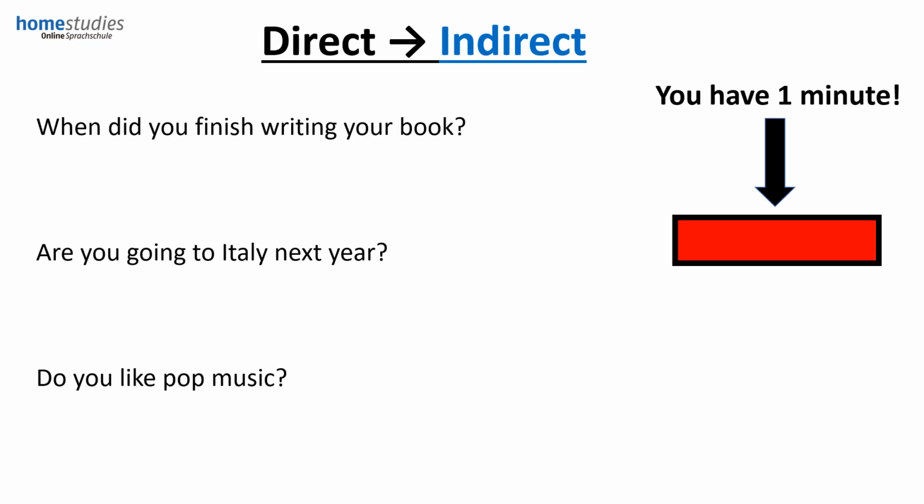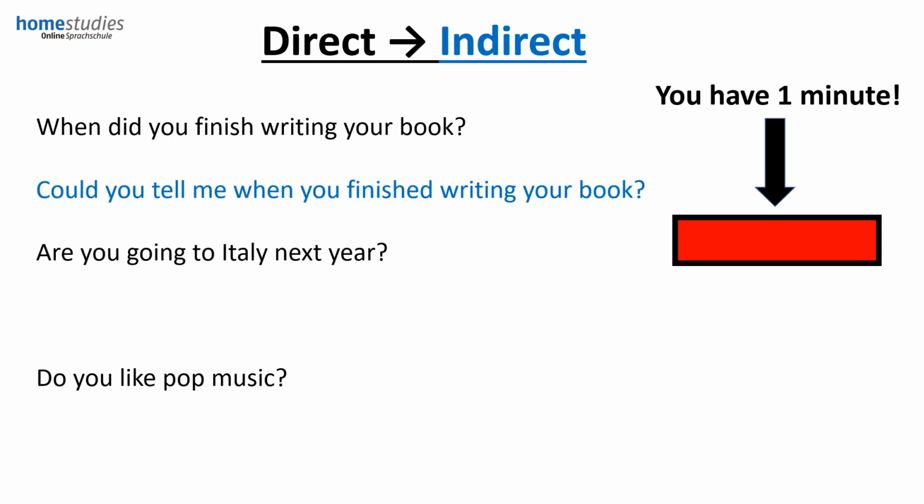Okay, time's up. Let's have a look. So, the first one, when did you finish writing your book? So, we could say, could you tell me when you finished writing your book? So remember, the direct question has used the word did. So in the indirect, you cannot use the word did. And remember, you've had to change the word finish to finished because you're talking about the past. So remember the tense as well.